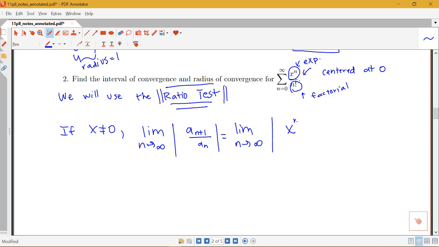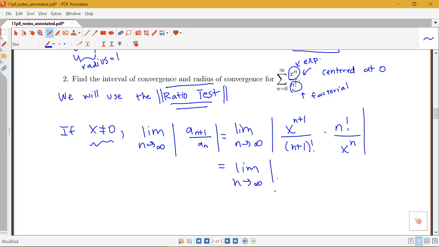a_{n+1} would be x to the n plus 1 over n plus 1 factorial. Divided by a_n is going to be times 1 over a_n here. So we'll have n factorial over x to the n. Okay, so notice that I ended up with an x in the denominator. That's why we're excluding the x equals 0 case here, plus the fact that we already know that this series will converge at 0. So we're looking to do some simplification here in our limit. So notice that this is x to the n times x, n factorial. n plus 1 factorial can be written as n plus 1 times n factorial. And then we get some nice cancellation. So the x to the n's cancel, and the n factorials cancel.